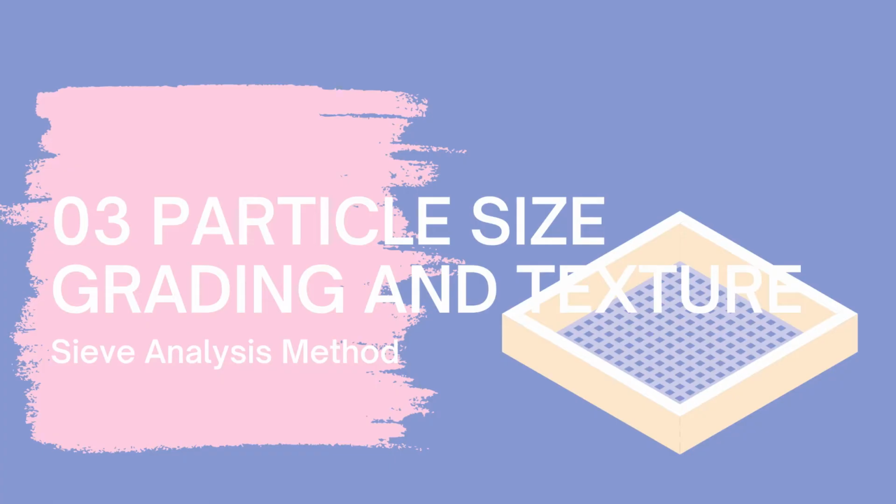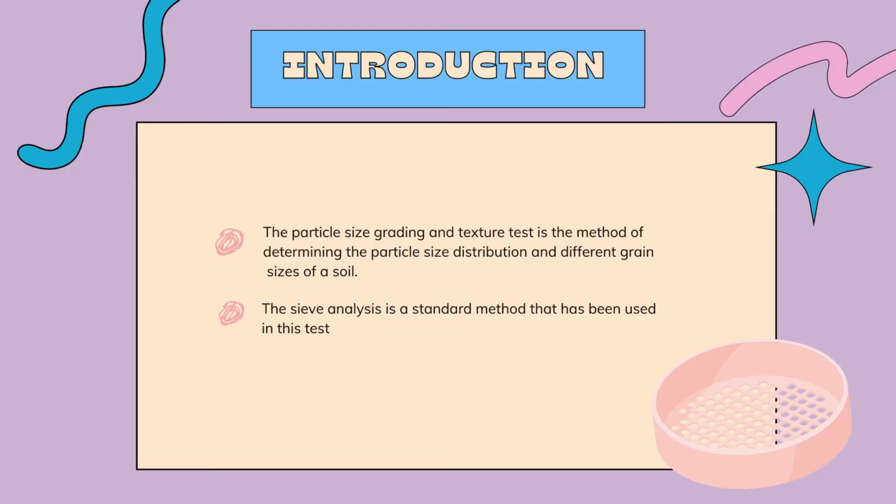For the third experiment, I'm going to explain about the particle size grading and texture test. This particle size grading and texture test is the method of determining the particle size distribution and different grain size of soils. The sieve analysis is one of the standard methods that has been used in this test.